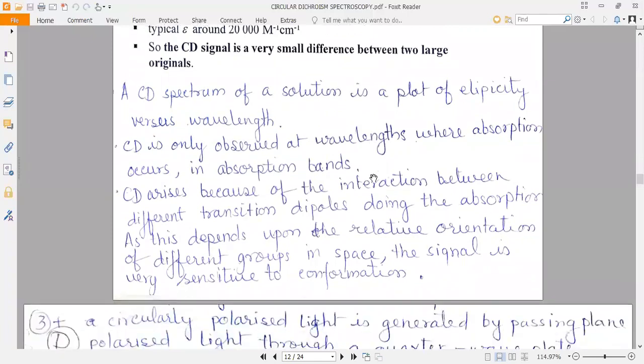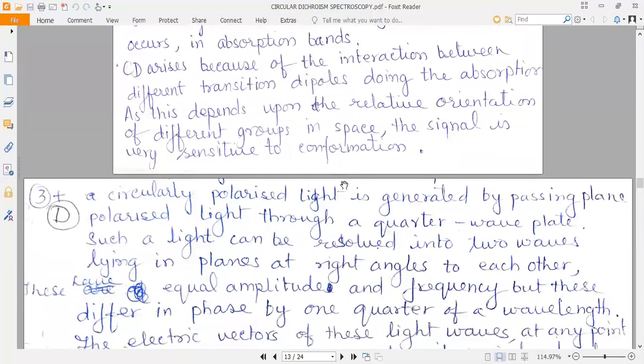CD arises because of the interaction between different transition dipoles during the absorption, as this depends upon the relative orientation of different groups in space. The signal is very sensitive to conformation. So as the conformation of the optically active substance varies and the arrangement of its groups in space varies, the CD spectra will also vary, and that will be a characteristic feature of that particular substance.